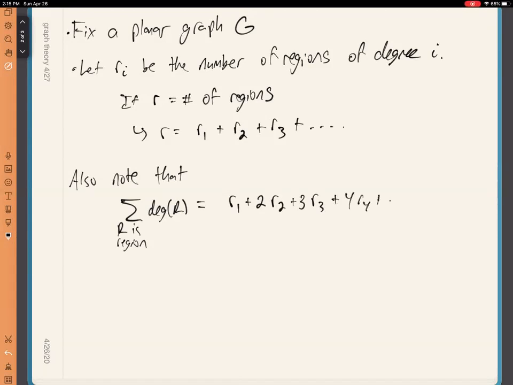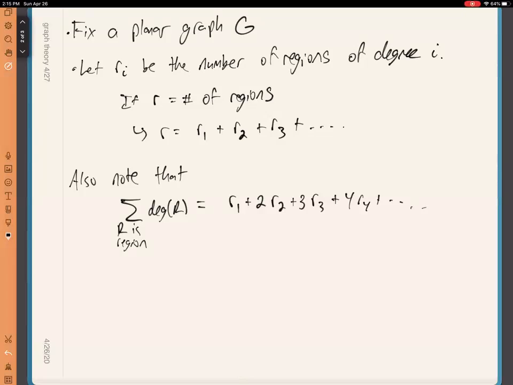Plus 4 times r4. Right, so when I write down these dots, I don't mean it's an infinite sum, right? It's going to stop eventually. I just want it to be kind of arbitrary because I don't know how many regions there are, but the graph has some finite number. But right, and so the idea is you continue this pattern until you hit the largest possible degree of a region, and then you stop.